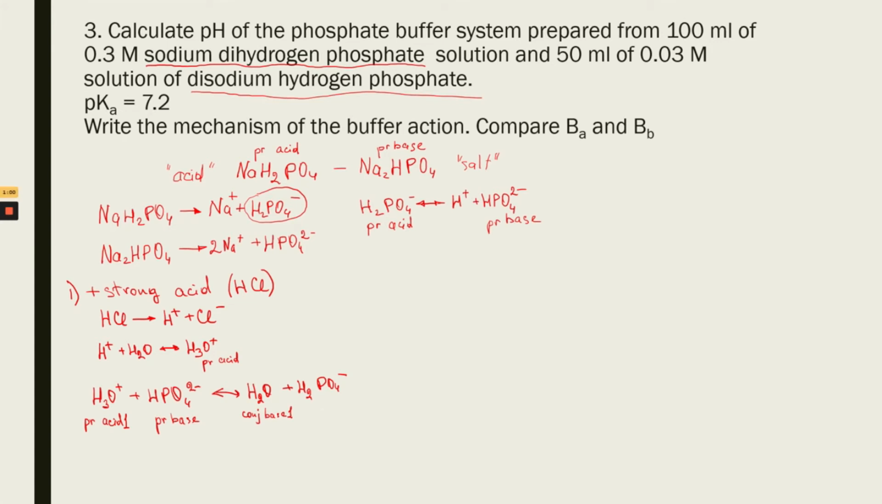And this dihydrogen phosphate, it will be conjugated acid. And I put here number 2, and here also number 2. It is conjugated protolytic pair number 2. And I also show here how the proton goes. Proton goes from here, from hydronium ion to hydrogen phosphate ion. The proton goes.